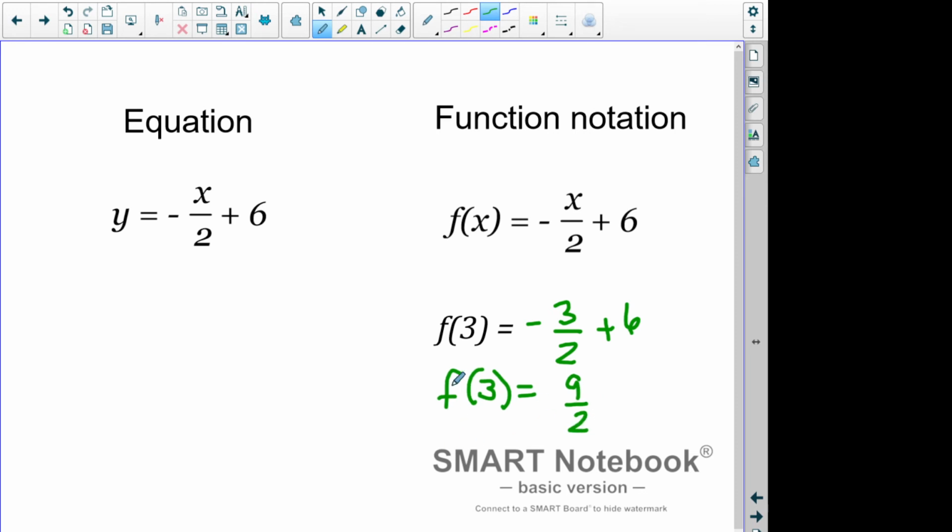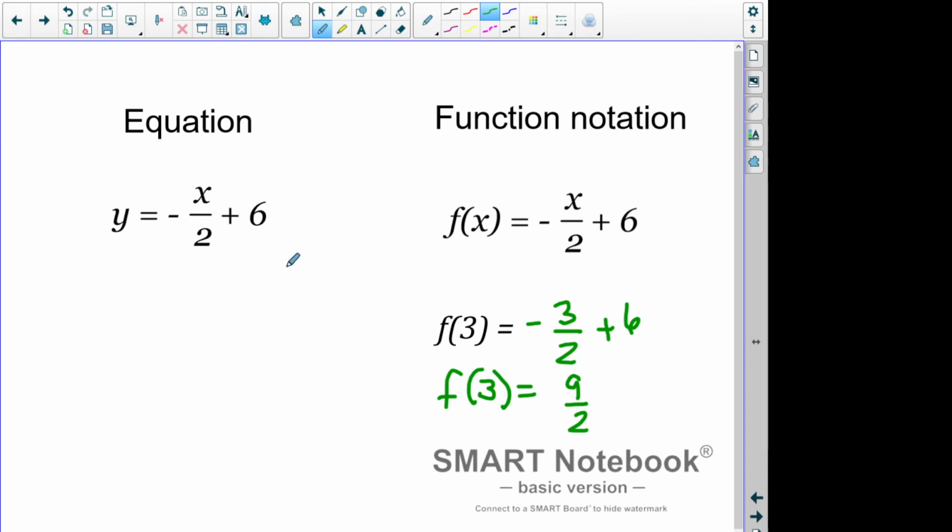And so that's how I would say that. I would say f of 3 is 9 halves. So if I take 3 and plug it into this function f, I get 9 halves out as an answer. Now, please don't try to divide this by 3 and solve for f. That's not what this means. It simply means this is a function, and the input is 3, the output is 9 halves.